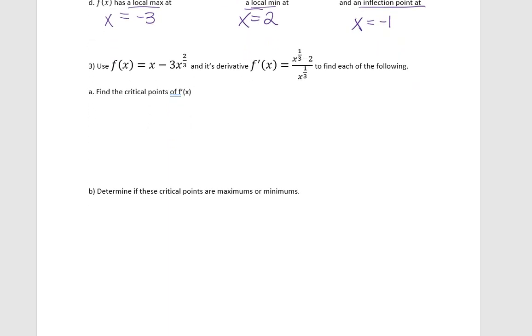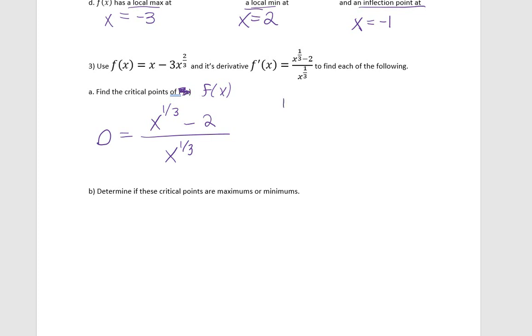Okay, great. Now for the next one, we want to use the function and its derivative to find each of the following. First, we want to find the critical points of our, I'm sorry, that should not be f prime, it should just be the original function f of x. So the critical points are going to occur whenever our derivative is equal to 0, or keep in mind when it does not exist.